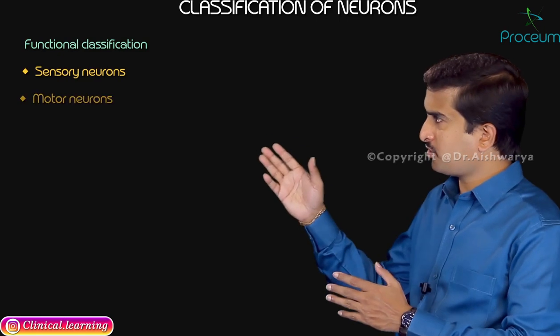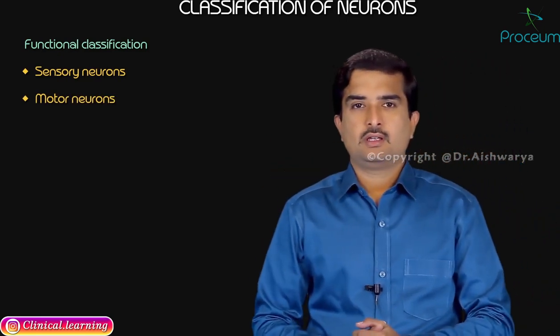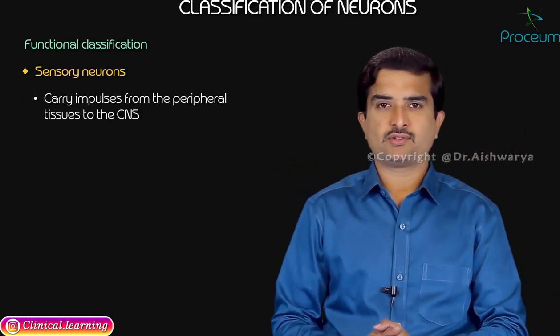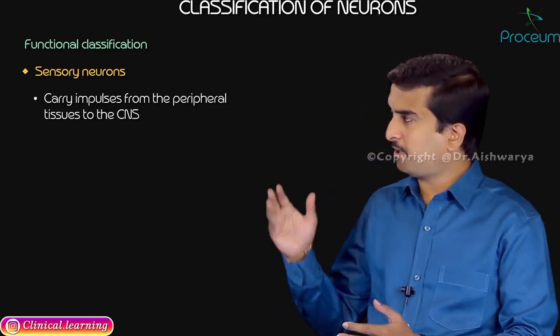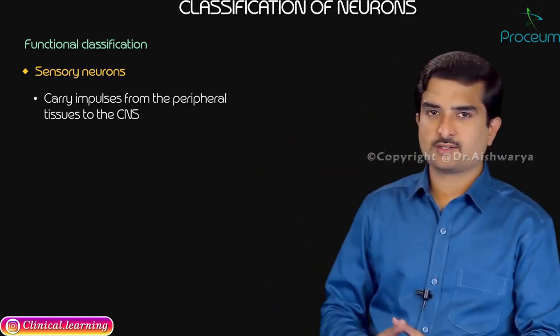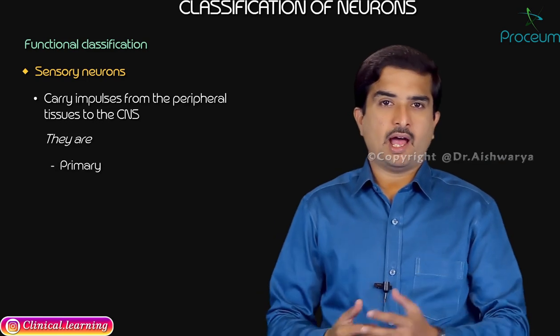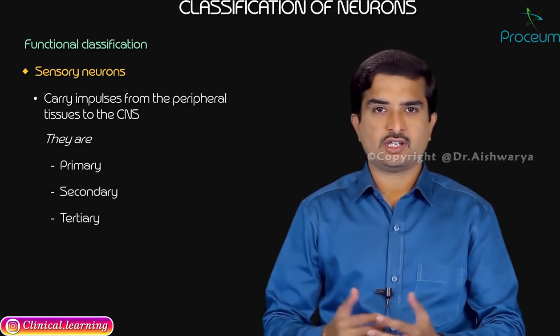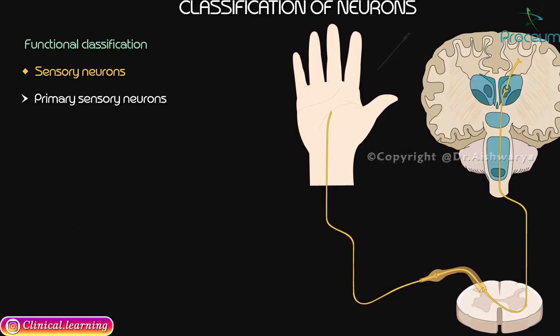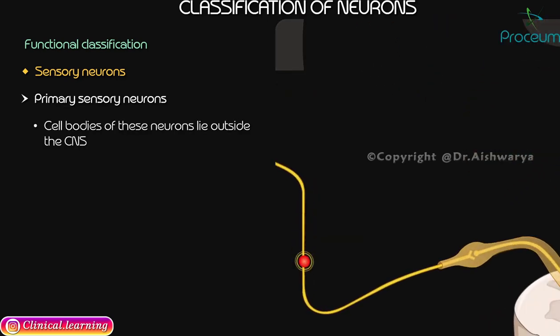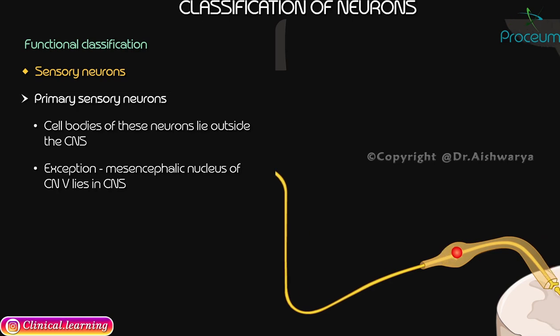Next is the functional classification. In this, first is the sensory neurons. They carry impulses from the peripheral tissues to the CNS. They can be either primary, secondary or tertiary sensory neurons. For the primary sensory neurons, the cell bodies of these neurons lie outside the CNS, except the mesencephalic nucleus of the fifth cranial nerve, which lies in the CNS.